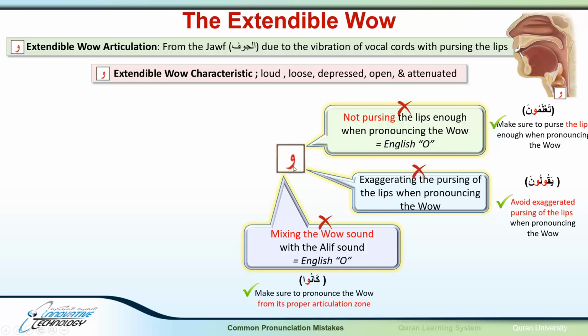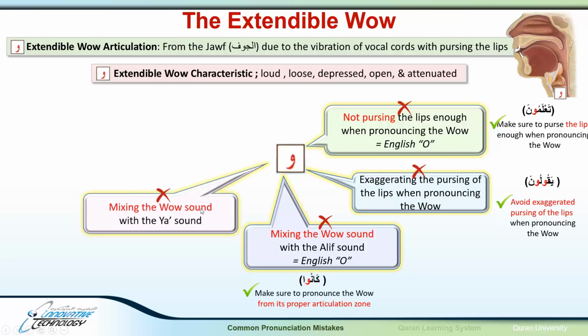The fourth mistake of the wow is mixing the wow sound with a ya sound, E. Although this mistake is less common than the previously mentioned ones, it is still to be avoided. Example, yiqinin. This is wrong. It's supposed to be yuqinun. Let's listen to Al-Husari. يوقنون. Yuqinun and not yiqinin. So make sure you pronounce the wow from its proper articulation zone and avoid mixing it with a ya.